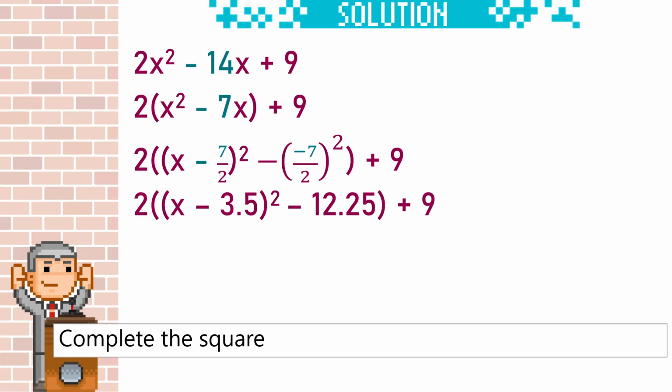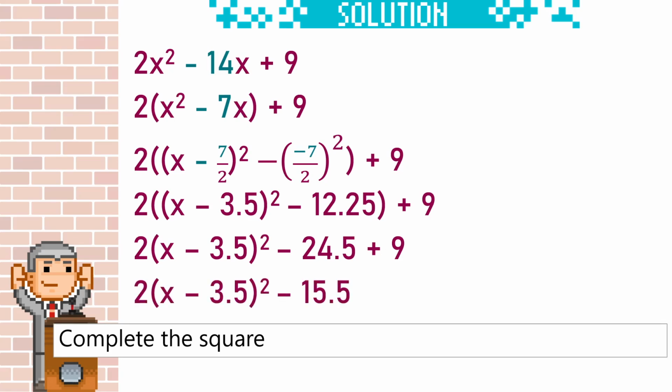And then what we need to do is expand the bracket. So we're going to times both the x minus 3.5 squared and the minus 12.25 by 2. And we can add the number terms. So we've got minus 24.5 plus 9 gives us minus 15.5.